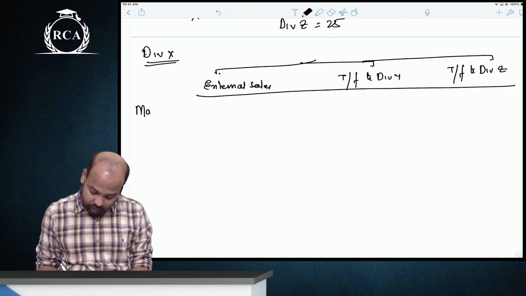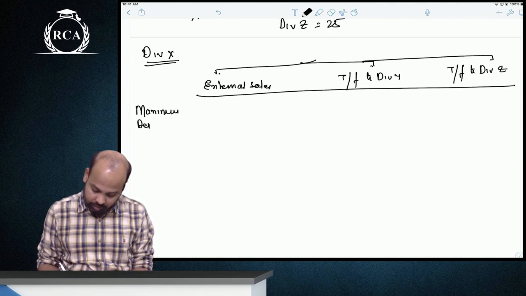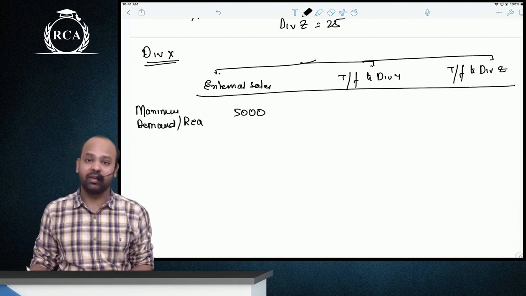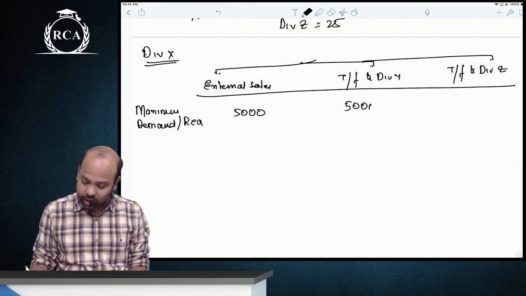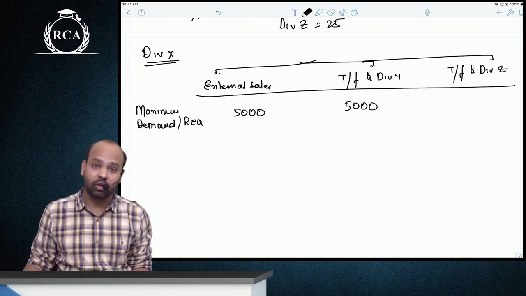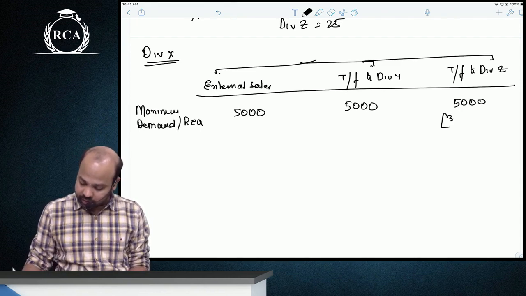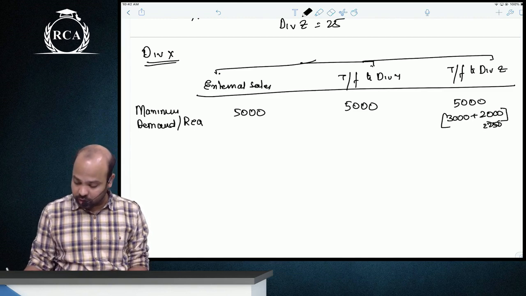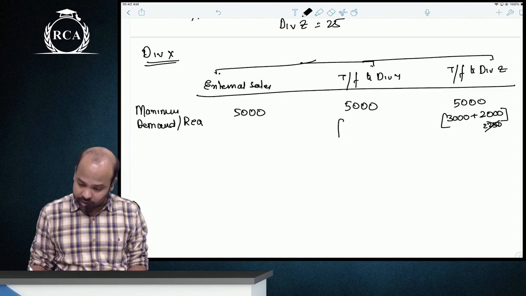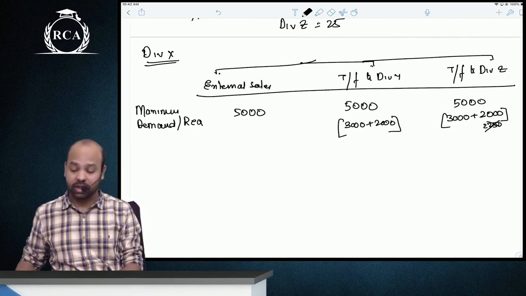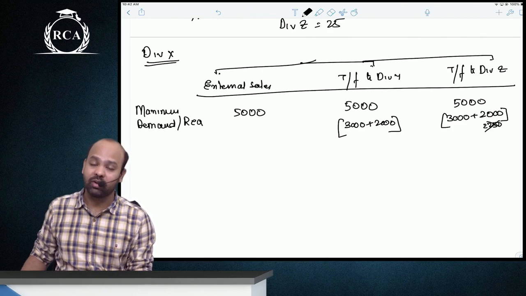The maximum demand or requirement: as far as external sales are concerned, we cannot go beyond 5,000 units. Transfers to division Y, we know that division Y has increased their capacity by 2,000 units, so they will be willing to take 5,000 units. Division Z, though they are increasing their capacity by 2,250 units, cannot go beyond 5,000 units. Their existing capacity was 3,000. They've increased their capacity by 2,250, but they will not be able to sell more than 2,000 units. Likewise they've increased their capacity by 2,000 units, and they will be able to sell the entire 2,000 units, because the maximum demand is 5,500.